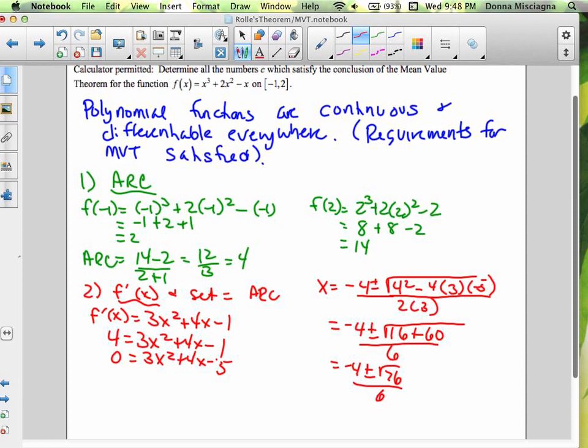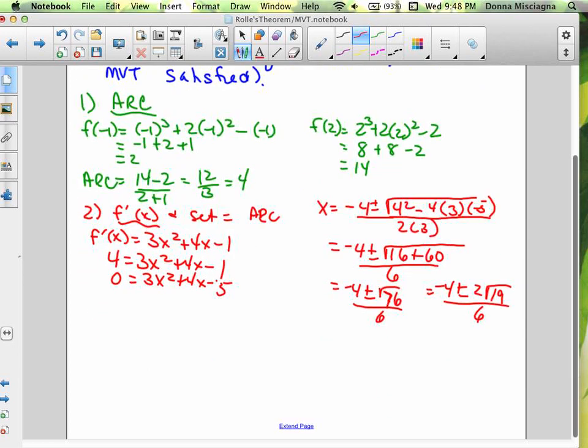All right, so 76 is divisible by 4. -4 plus or minus, my 7 looks like a 2. All right, so if it's divisible by 4, I can factor out a 2, right? Square root of 4 is 2. And 19 would be left. Divided by 6, we could reduce. Boy, I need a lot of space here. So -2 plus or minus the square root of 19 divided by 3.